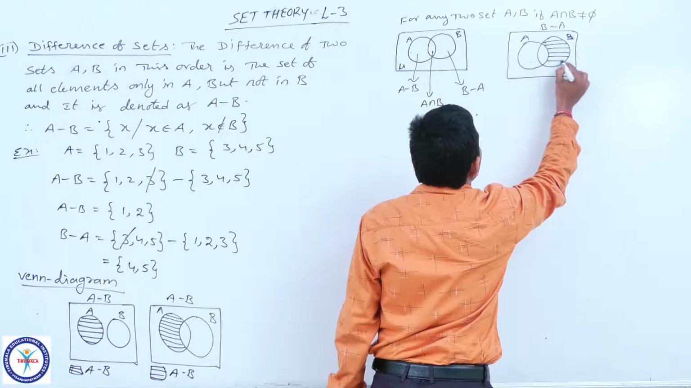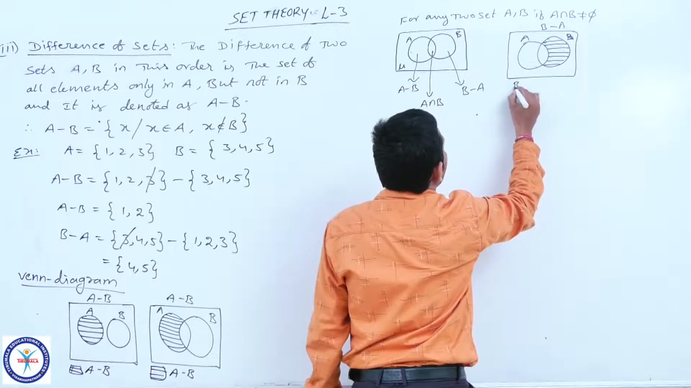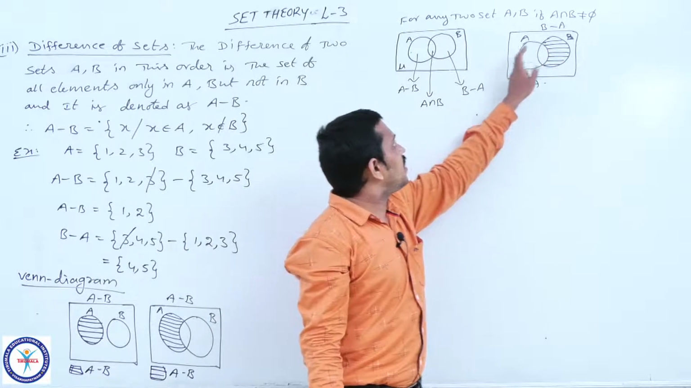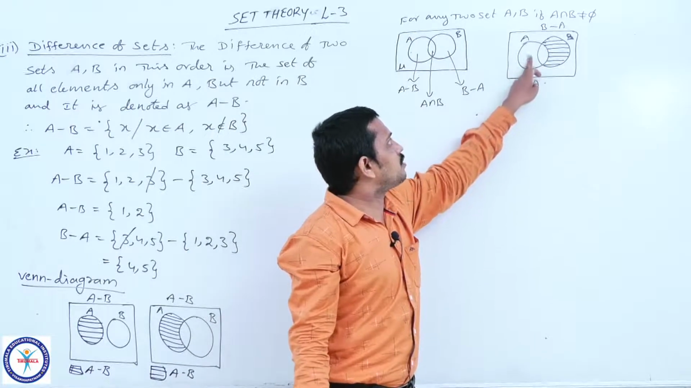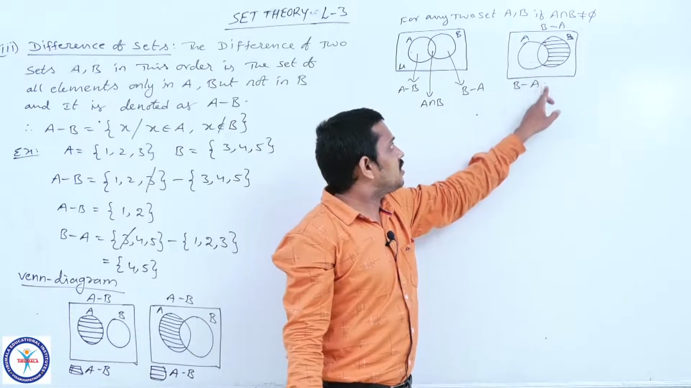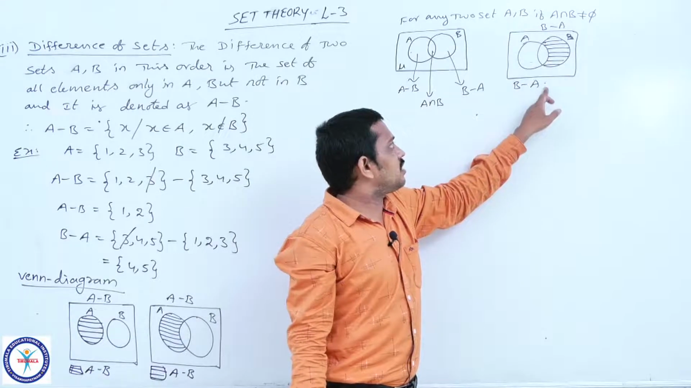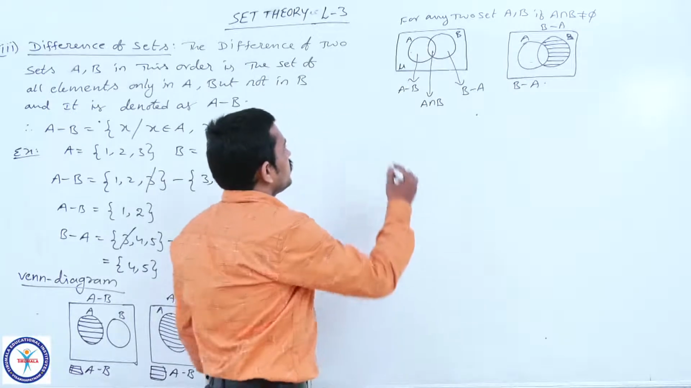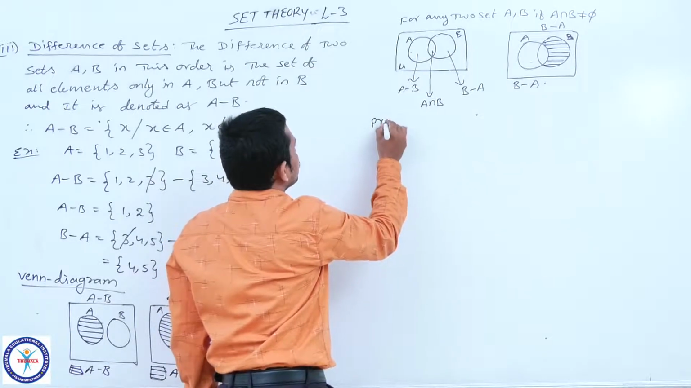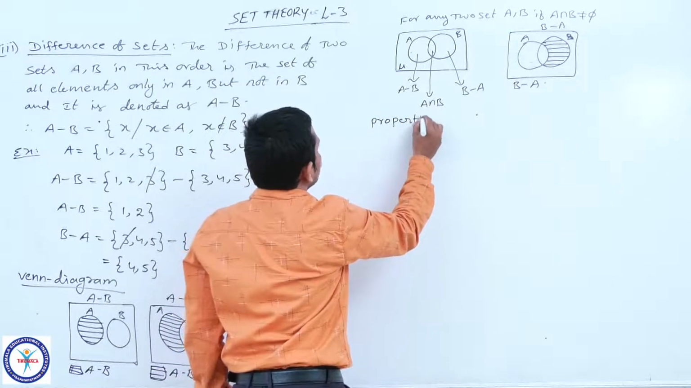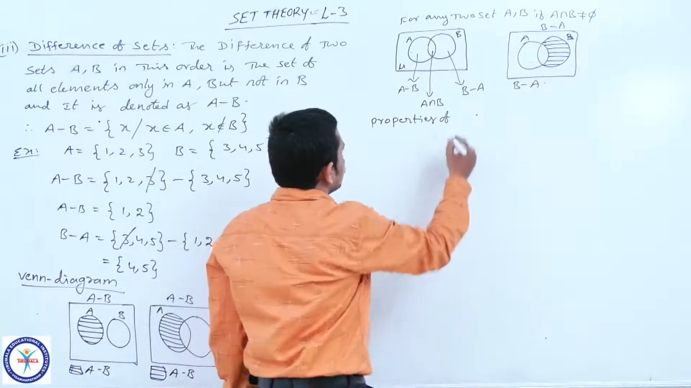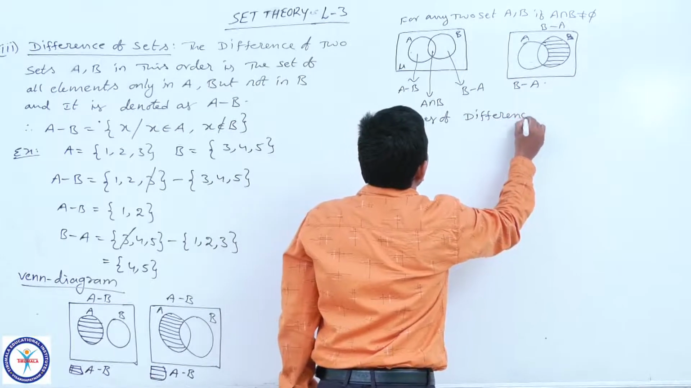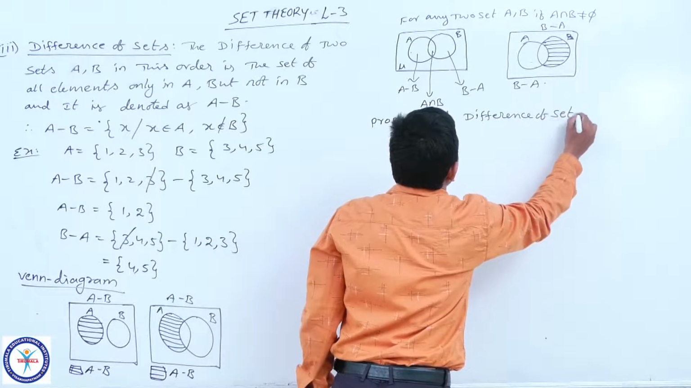So this represents B minus A, and this portion represents A minus B, and this common region represents A intersection B. Now we will see the properties of difference of sets.